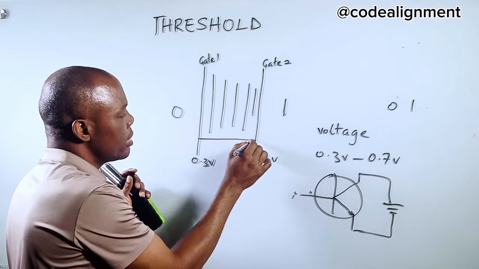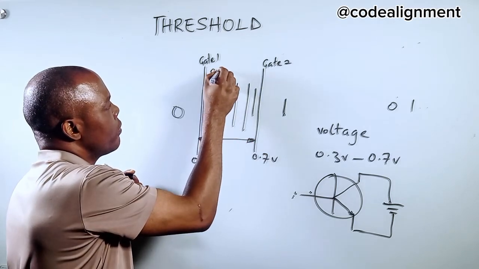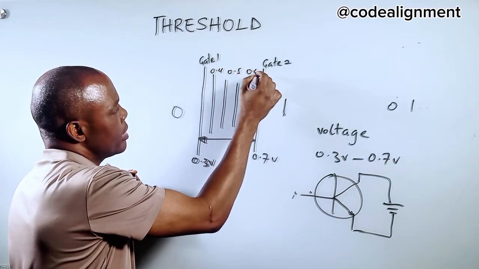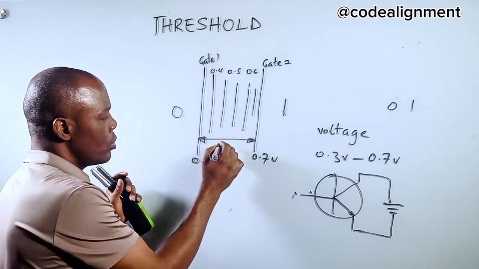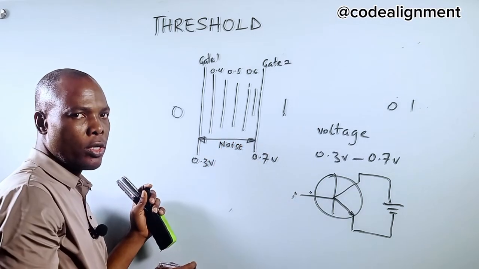Now, what happens in between this place? So you're having 0.4, 0.5, 0.6, then 0.7. So in engineering, this is considered as what? Noise. This is noise.